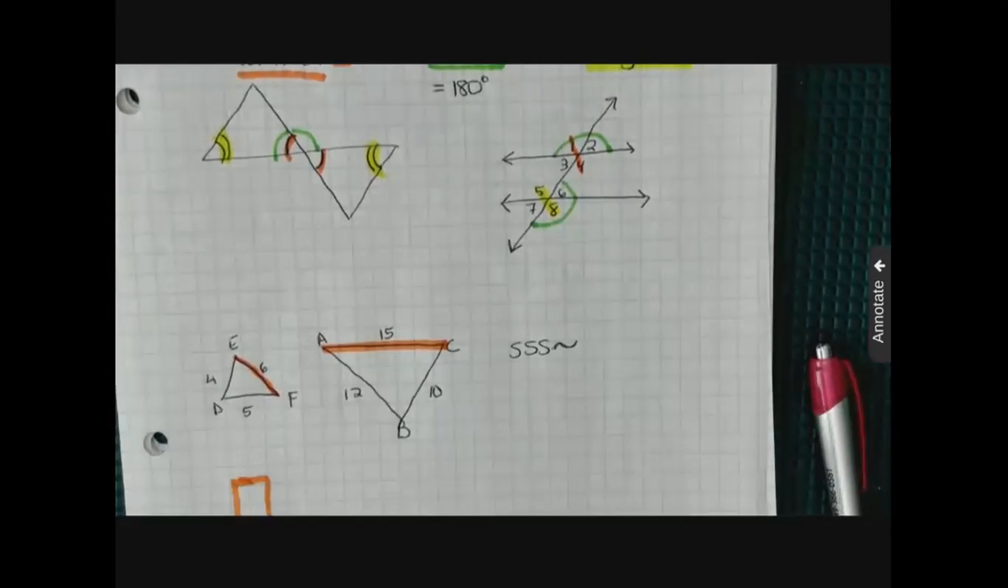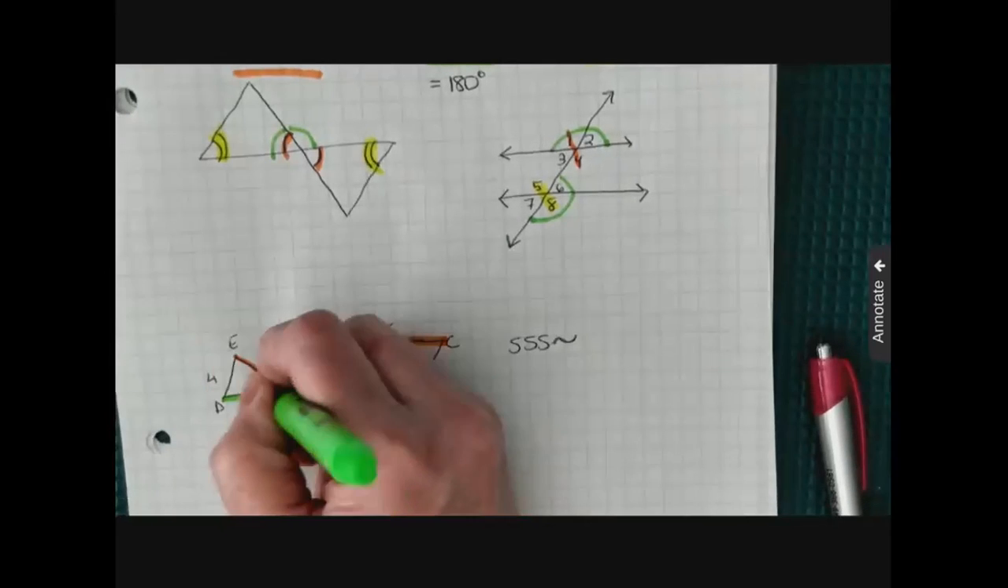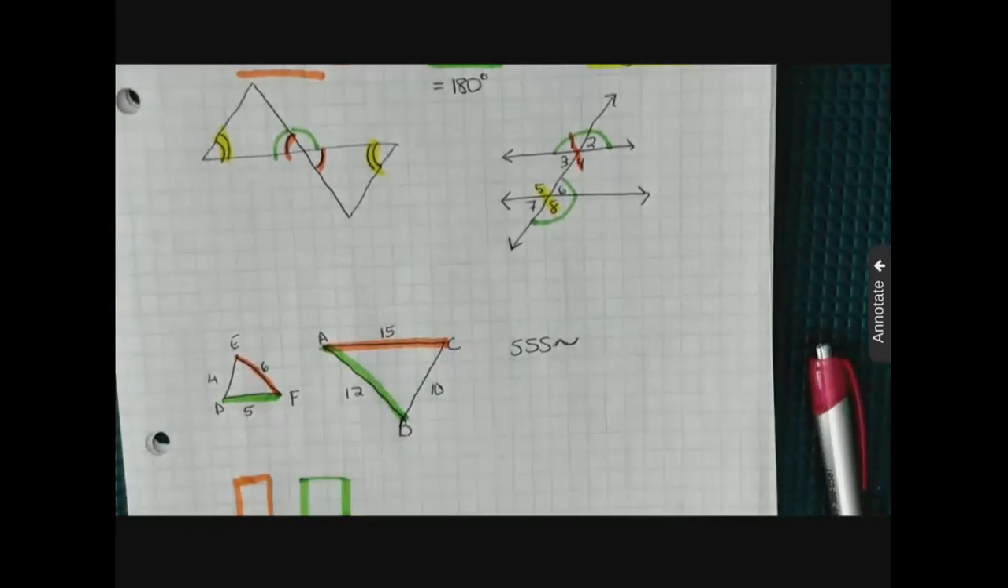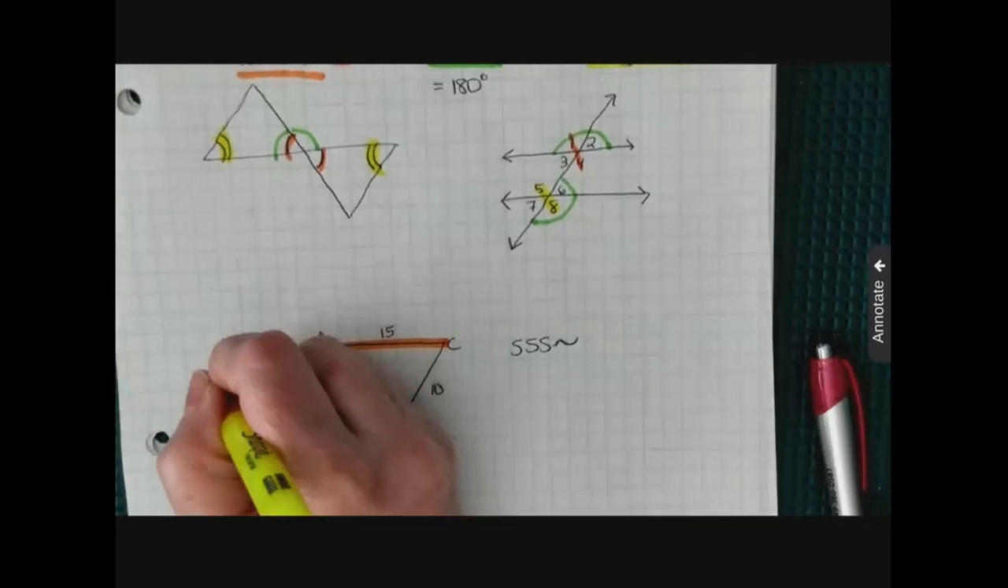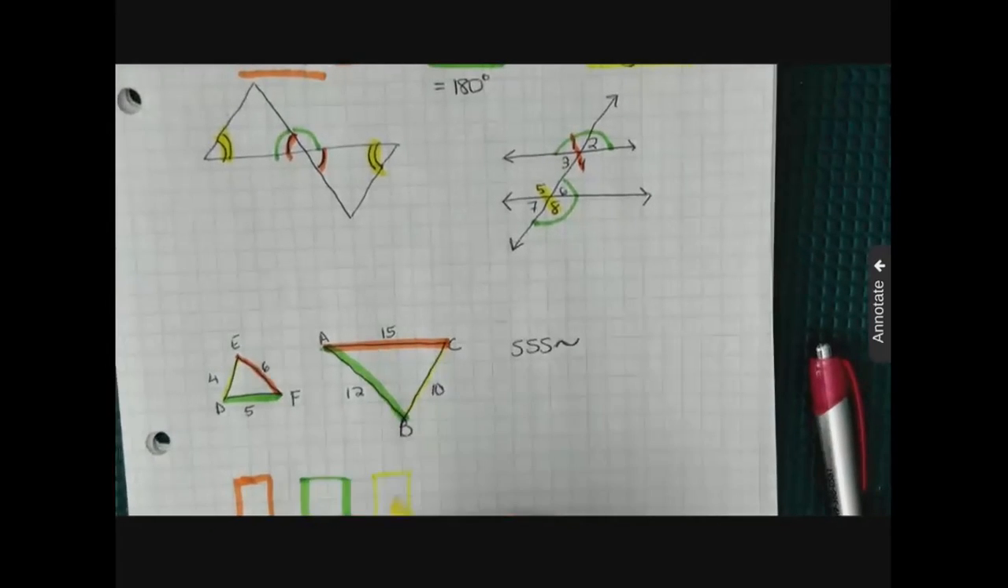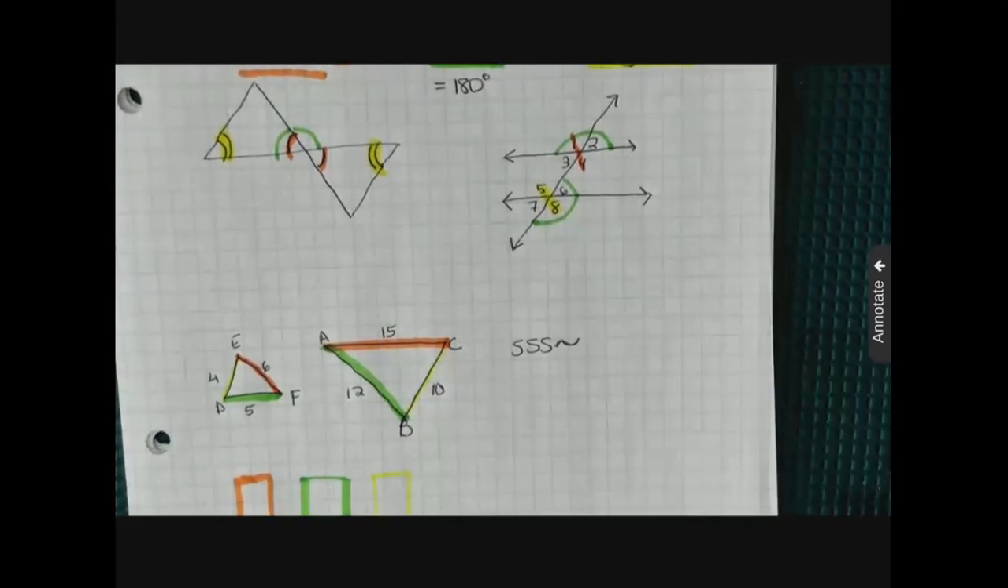My next biggest one is 5 and 12, so I'll set that one up. And my next one, what's left, is 4 and 10. And my theory is that all these proportions are going to be the same.